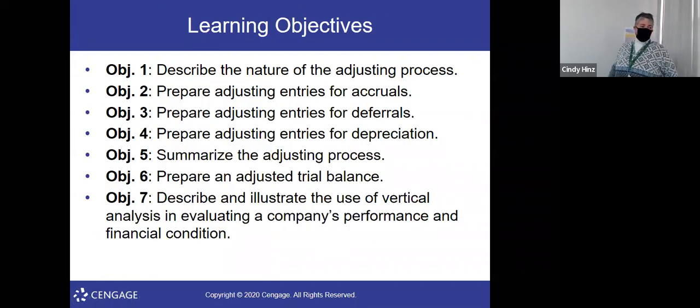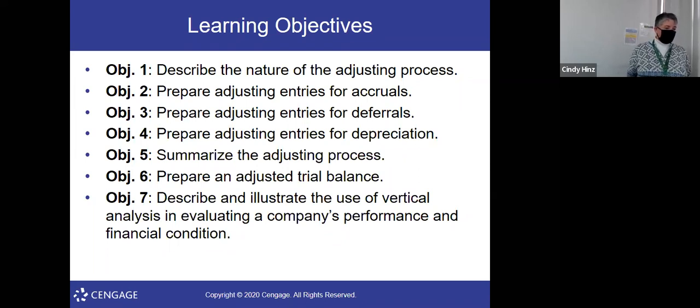As you can see, we have several learning objectives for this chapter. I could summarize them in a much more succinct way: we are going to be looking at various kinds of adjustments. We'll start out talking about why we do adjustments in the first place, why these entries would not already be in our records when we reach the end of an accounting period.